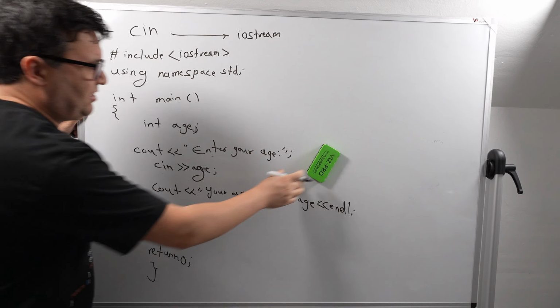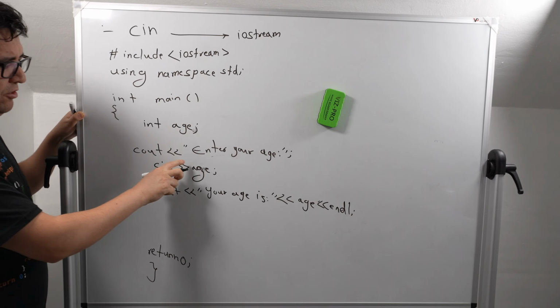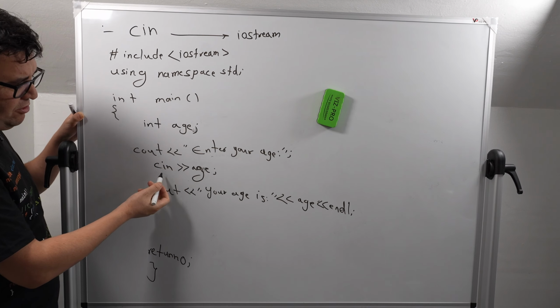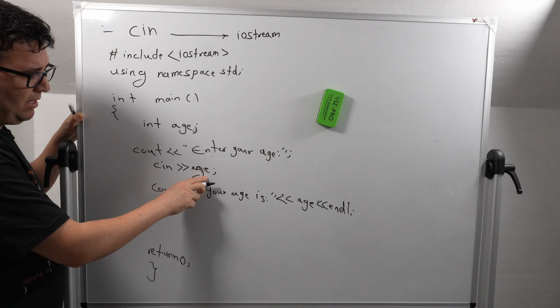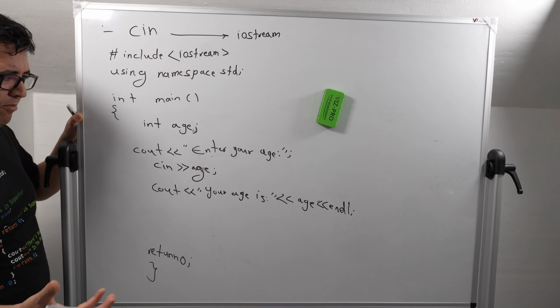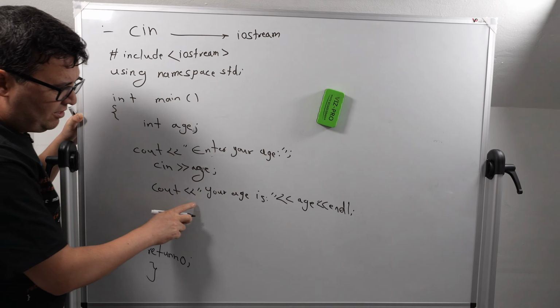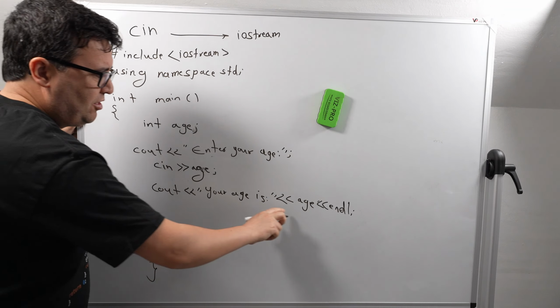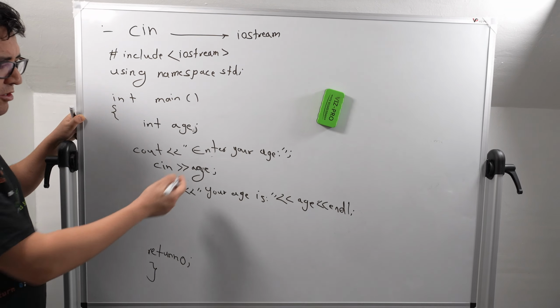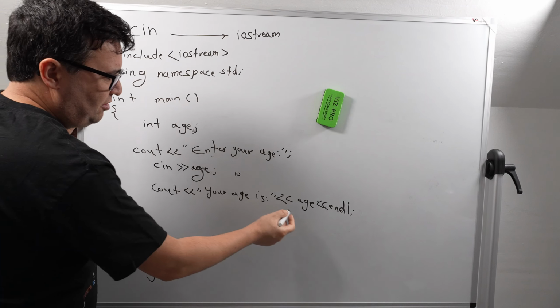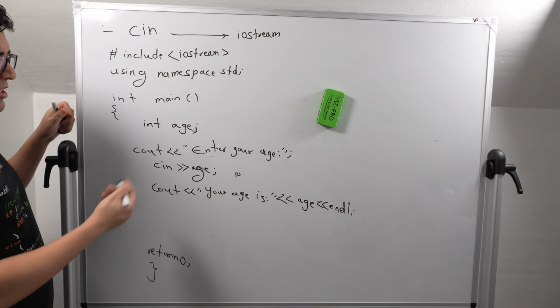So now this is a simple program which asks the user to enter their age, and whenever the user enters the age, it goes into the variable age, because variables are used to store information, the data. Then we cout at the end, "Your age is," so if the user enters 10, it shows your age is 10. So this is a simple program.